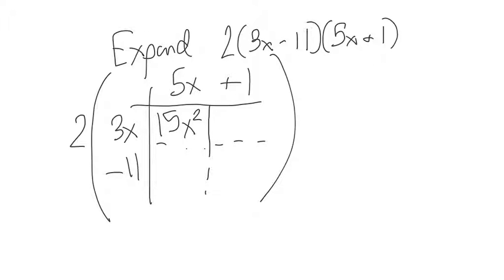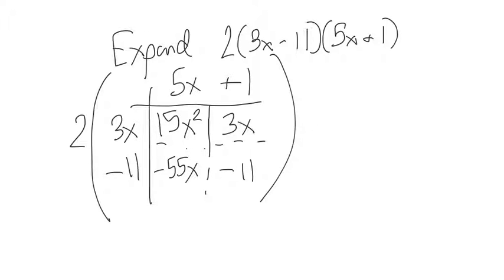squared, right? Don't forget, x multiplies by x to give me x squared. Below that, I have negative 55x. Then here I have 3x times 1 is 3x. And finally, below that, I have negative 11. Okay, so again, we see the linear terms are along the diagonal.